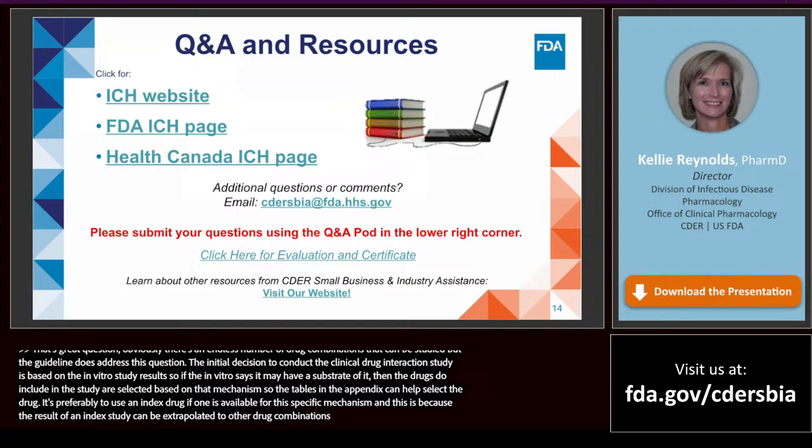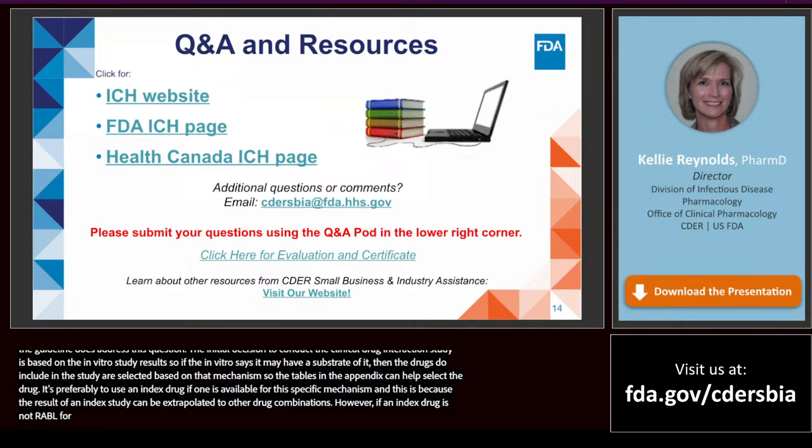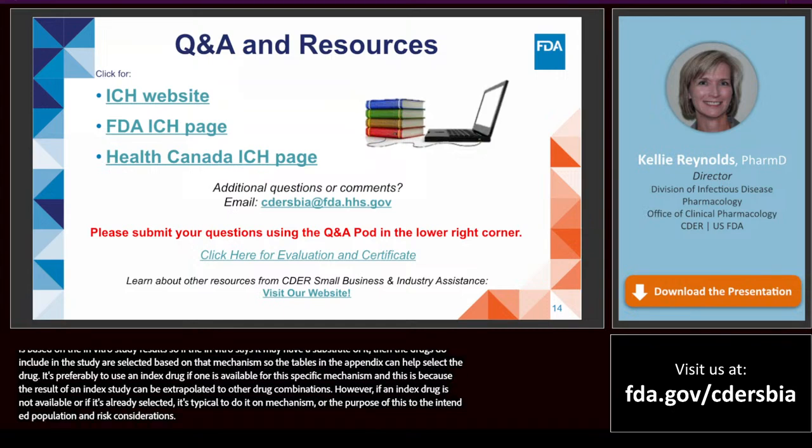This is because the results of an index study can be extrapolated to other drug combinations. However, if an index drug is not available for the mechanism, or if the index study has already been conducted, it's typical to select a drug based on mechanism, so there may be an interaction, and the importance of the other drug to the intended patient population. And there may also be risk considerations. Is it considered a risky combination? Thank you. That's great.